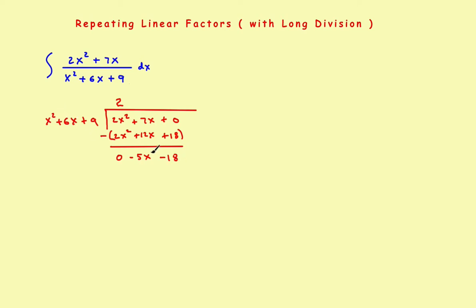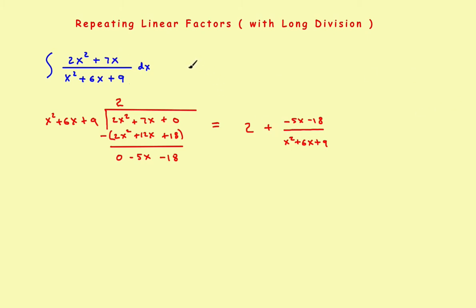Now, since x squared won't go into 5x, that's actually going to be the remainder. So this is going to break down into 2 plus a remainder of this thing over this thing. So this would be minus 5x minus 18 divided by x squared plus 6x plus 9. So that's the long division, and you've taken this rational function and changed it into this form right here.